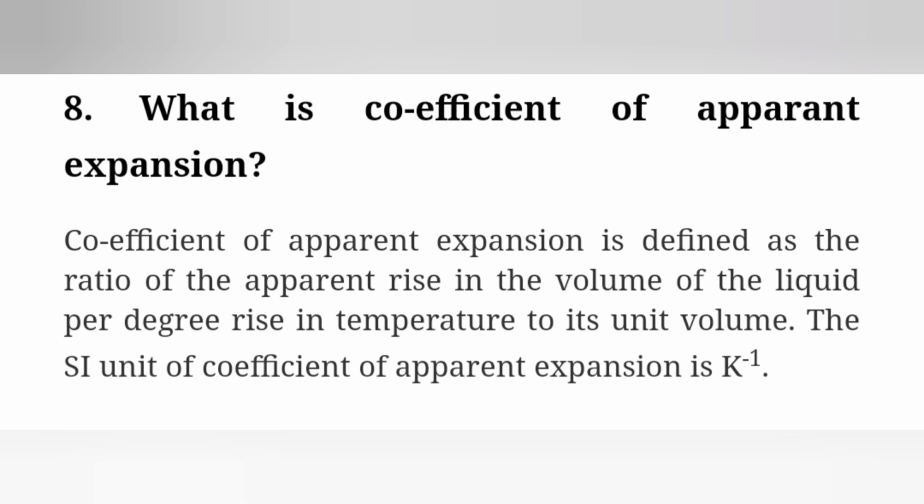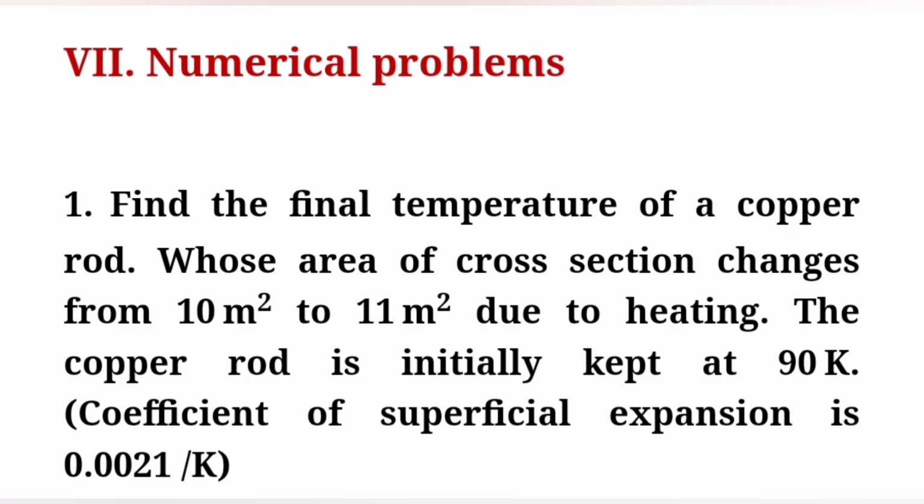Eighth question, what is coefficient of apparent expansion? Coefficient of apparent expansion is defined as the ratio of the apparent rise in the volume of the liquid per degree rise in temperature to its unit volume. The SI unit of coefficient of apparent expansion is K⁻¹.